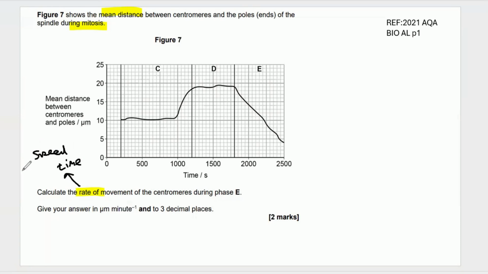So speed, time, yeah. When I think of rate, I always think of speed. And of course, you need time when calculating speed. It's distance over time. So when you think of rate, always think time. You're dividing something by time. Doesn't really matter what you're dividing. We need to give our answer in micrometers per minute, and we need to do it to 3 decimal places.